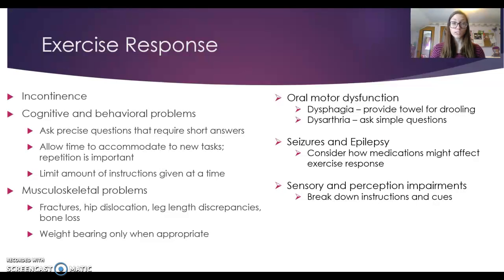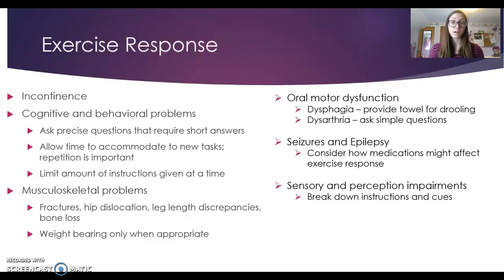Oral motor dysfunction may also occur. Dysphagia is the inability to swallow, so excessive drooling may occur, in which case providing a towel for that individual may be helpful. And dysarthria is the inability to pronounce or speak clearly, in which case asking simple yes or no questions, to which they could shake their head yes or no, would be very beneficial.